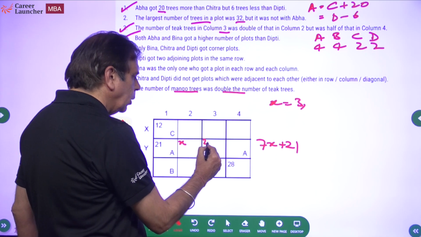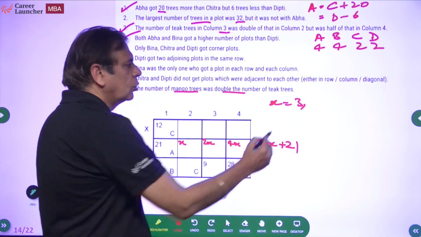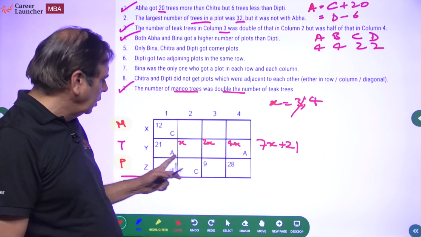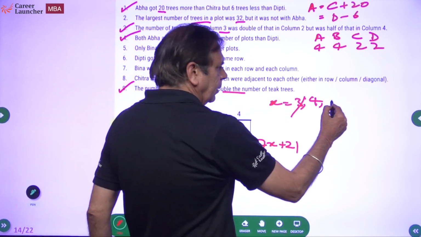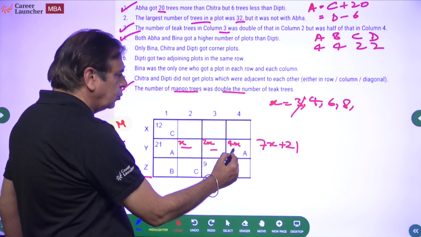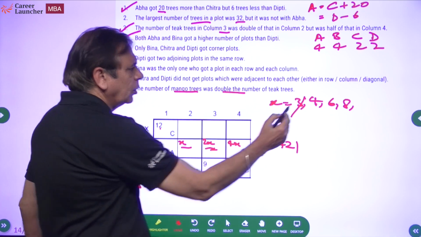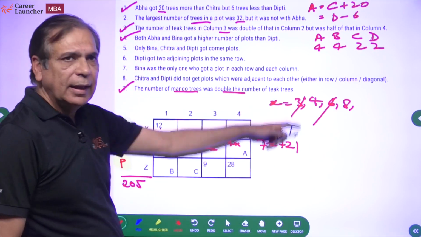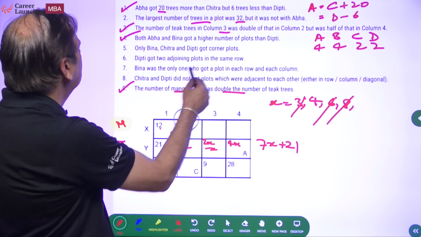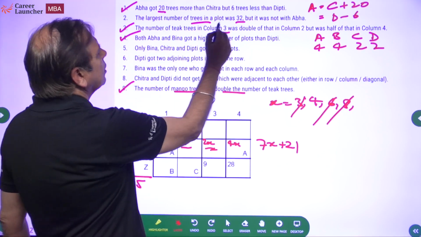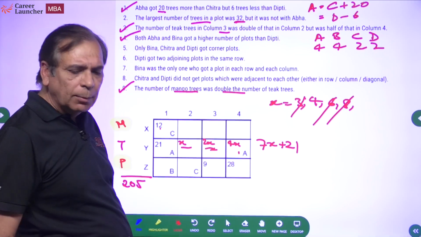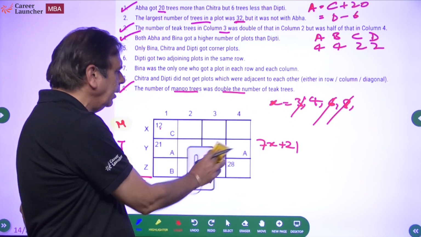So this is x, this is 2x, and this is 4x. So 3 is not possible. What about 4? 4 will mean 4, 8, 16. No overlap possible. Let's look further. 6, 8. If x is 6, it is 6, 12, 24. But 6 and 12 is not possible. Is 8 possible? No, 8 is not possible. Why? 8 gives 32. And we have been told that the largest number of trees in a plot was not with Abha. If this is 32, this becomes Abha. So 8 is not going to be possible at all.